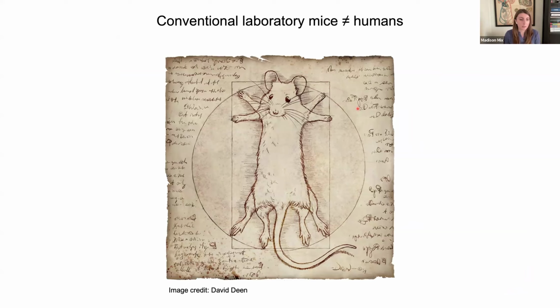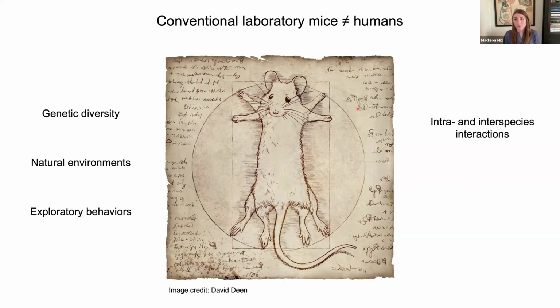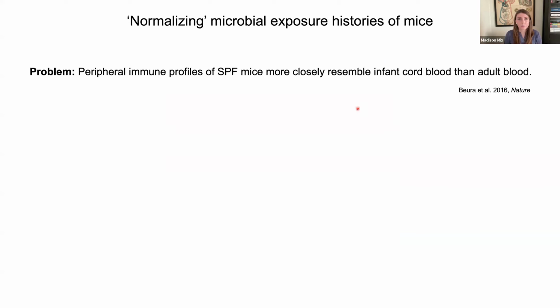And in thinking about these aspects pretty broadly, or these broad domains, I think we can appreciate that we often use inbred mice, so there may be a lack of genetic diversity. There may be a lack of natural environments or opportunities to exhibit exploratory behaviors, a lack of intra and interspecies interactions. But the domain that I'm going to be focusing on today is that of microbial exposures. Sort of what can be achieved beyond what is imparted in conventional mouse housing facilities.